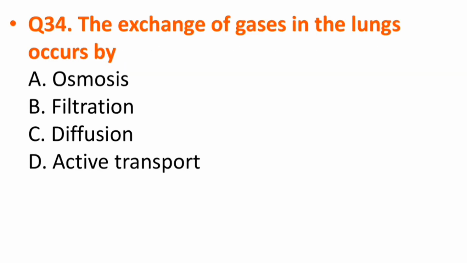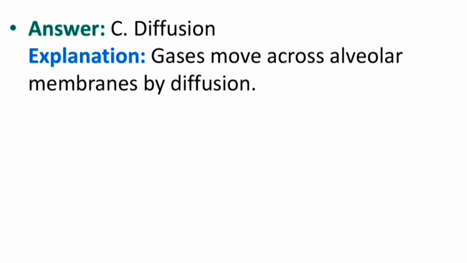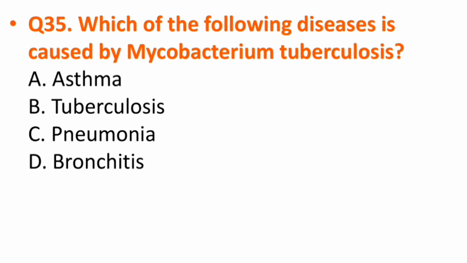The next question. The exchange of gases in the lungs occurs by option A osmosis, option B filtration, option C diffusion, option D active transport. The correct answer is option C diffusion. Gases move across the alveolar membrane by diffusion.